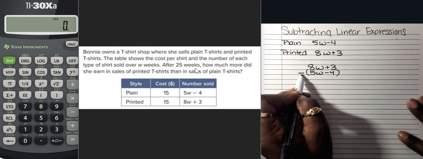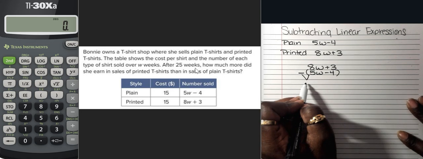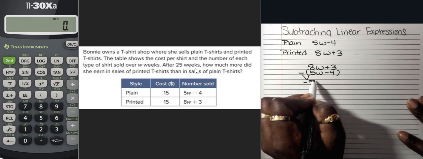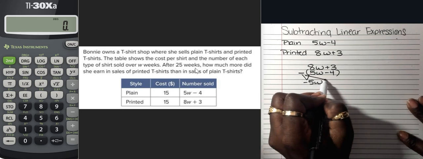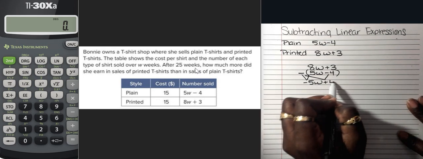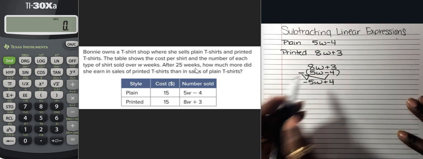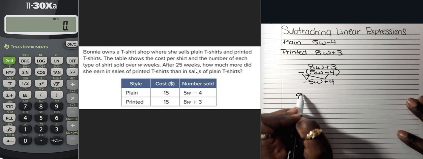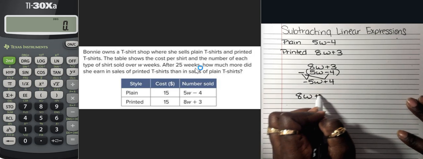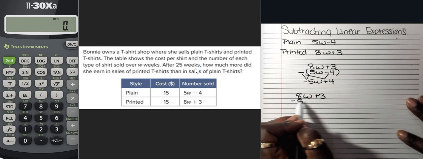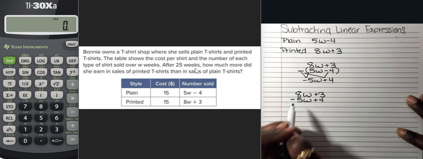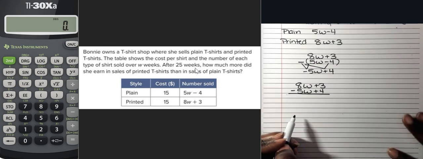So the negative and a positive will become a negative. So that's negative 5W. And then we have a negative and a negative, which will become a positive 4. Okay, so now we're going to rewrite this problem: 8W plus 3, and we're going to subtract out the 5W plus the 4.